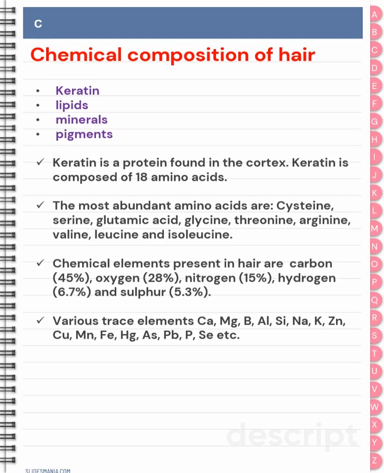The chemical elements found in the hair are carbon 45%, oxygen 28%, nitrogen 15%, hydrogen 6.7%, and sulfur 5.3%. Other trace elements found in the hair are calcium, magnesium, boron, aluminium, silicon, sodium, potassium, zinc, copper, manganese, iron, mercury, arsenic, lead, phosphorus, selenium, etc. The abundance of trace metals varies from individual to individual and depends on the exposure to different metals.